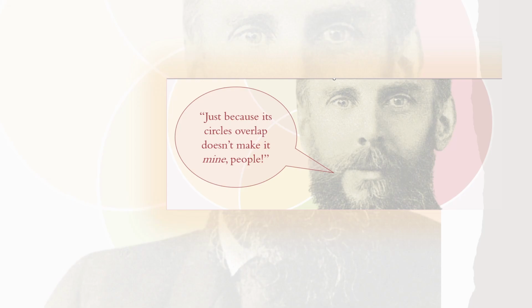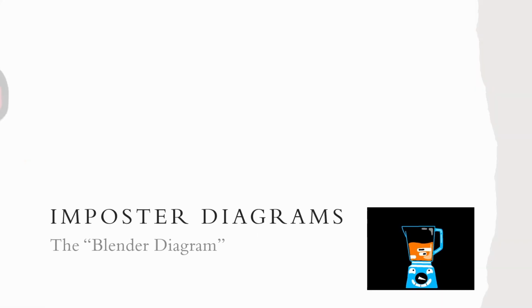All right, now we have a basic review of the Venn diagrams where we're putting the shapes on in the correct way. Now let's take a quick look at our first imposter diagram, what I'll call a blender diagram.